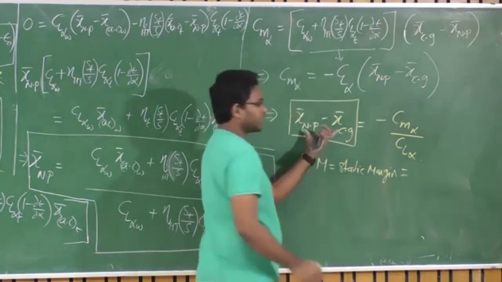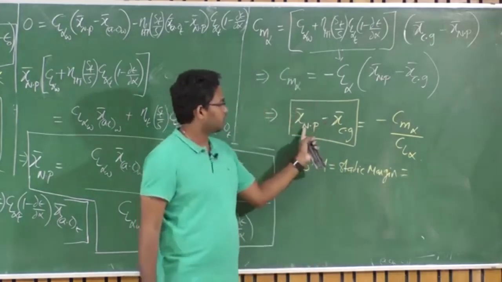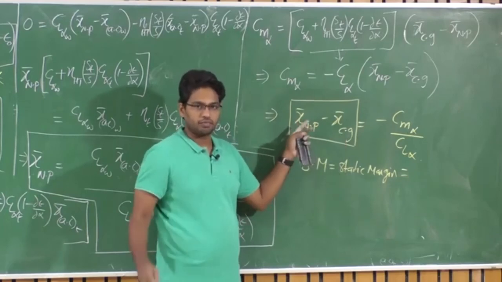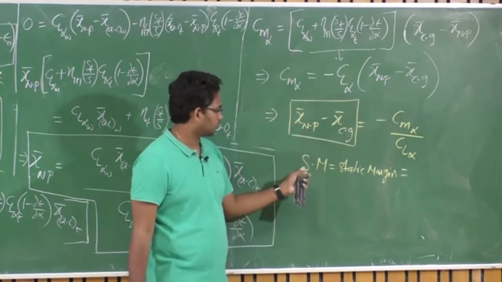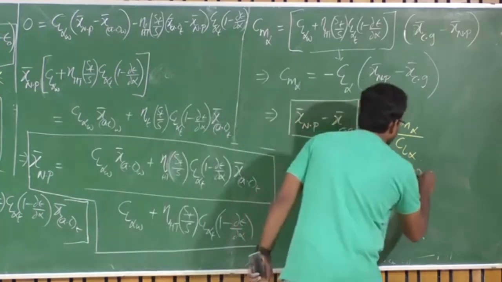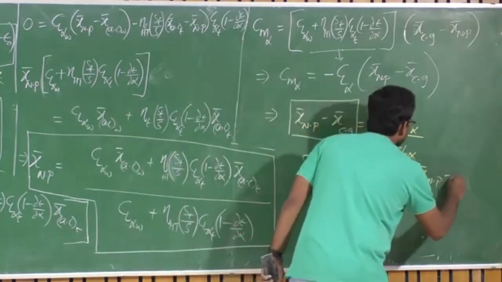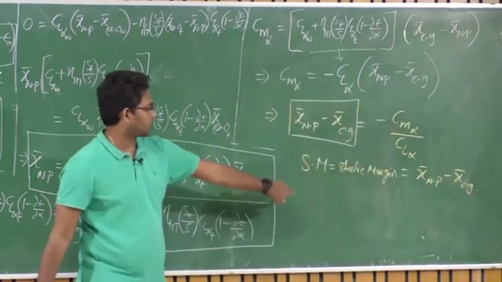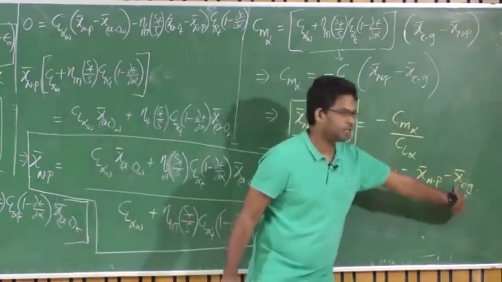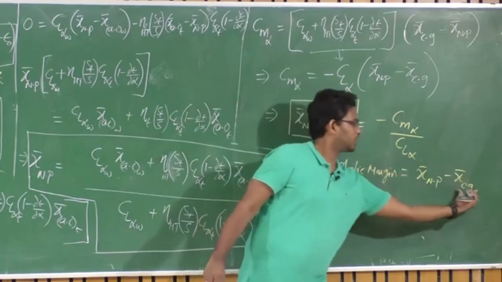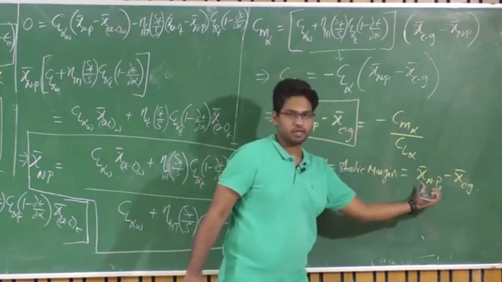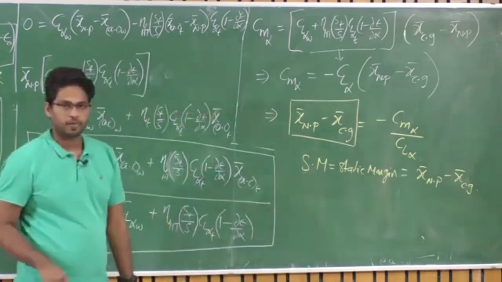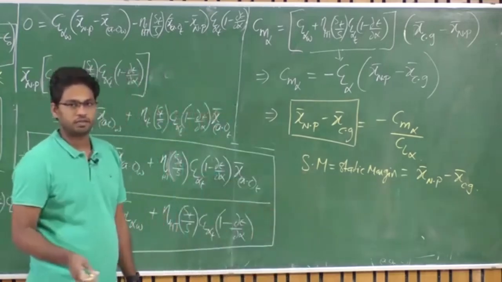So positive static margin means what? Neutral point is behind the CG, or CG is ahead of the neutral point of wing and tail combination, right? So static margin is equal to x bar NP minus x bar CG. Okay, so positive static margin is when the CG is behind the neutral point. This quantity is less than this neutral point x bar NP, right? Generally, it is given in percentage, 10%, 5%, 15% static margin.